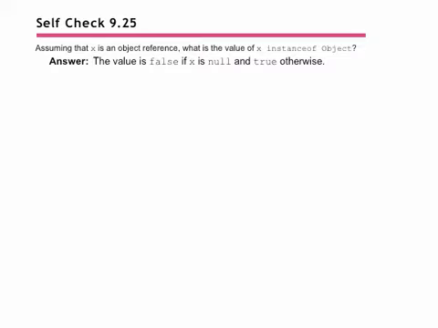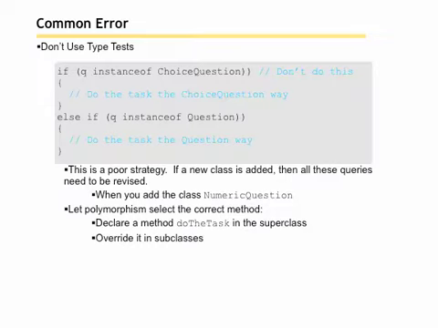Assuming that X is an object reference, what is the value of X instanceof Object? The value is false if X is null, because X would not have an object if X is a reference, but it didn't tell us what it was referencing. So if it's null, it's going to be false. Otherwise, it's going to be true, because if X actually is referencing an object, then all objects are of type Object. They are all ultimately objects. So try to avoid doing type tests.